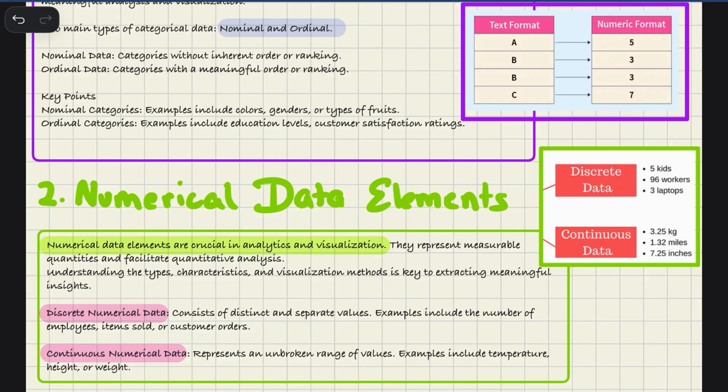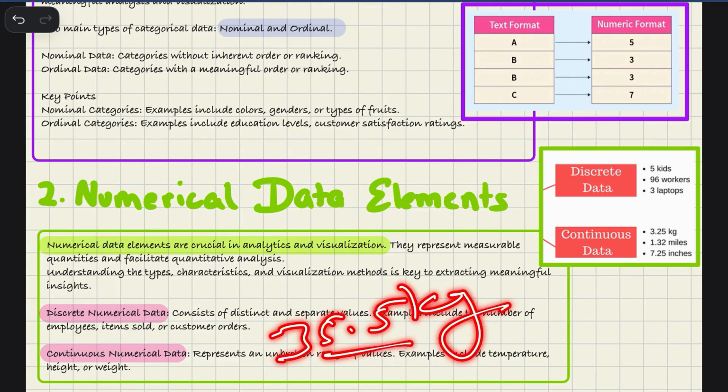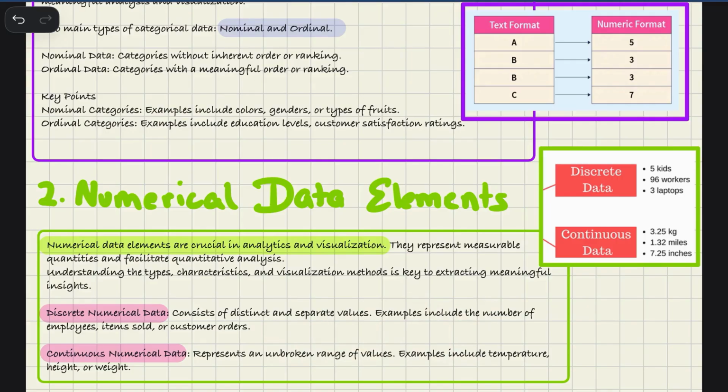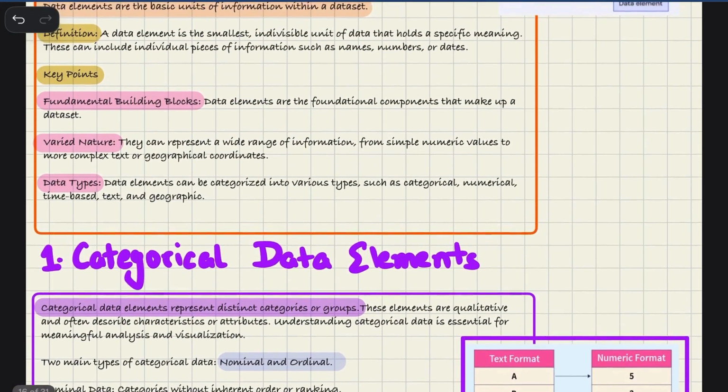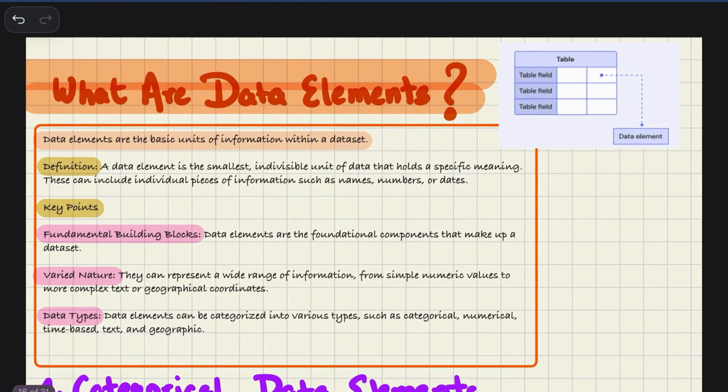And on the contrary, we have continuous data, which are measurable values that form an unbroken infinite range and can contain decimals. Like you can say your weight is 35.5 kgs, so you can have decimals, and it can be stored in fractions as well, right? So these are the kinds of data elements we usually see in our data set.